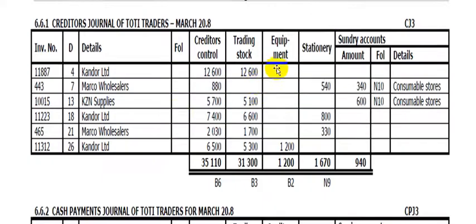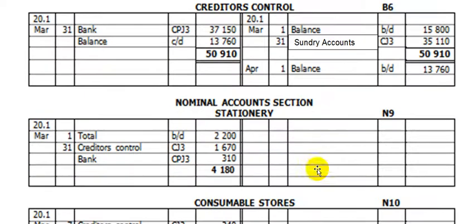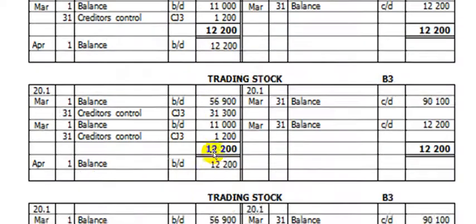Okay, gentlemen, moving on swiftly. Let's look at stationery. Okay, that was actually trading stock, sorry. We've looked at equipment now. Let's look at stationery. Same thing will apply. Stationery is an expense. So we'll go to our stationery account on the debit side, because expenses increase on the debit side. We call it creditors control because it increased our creditors control and was an amount of 1,670.